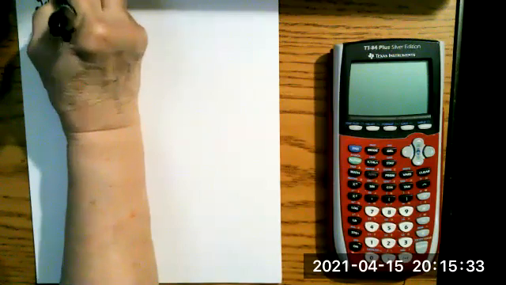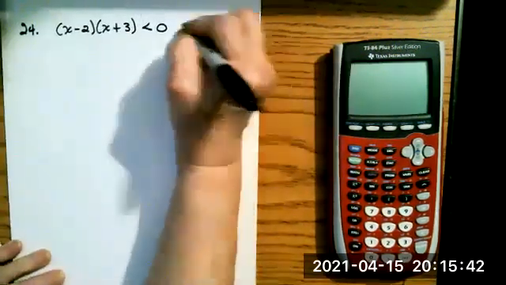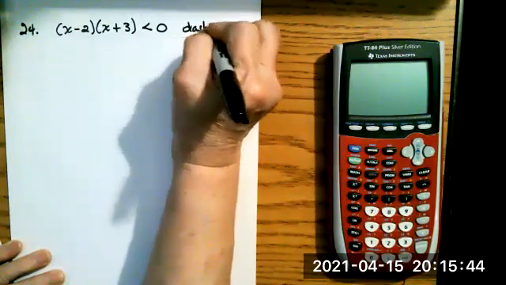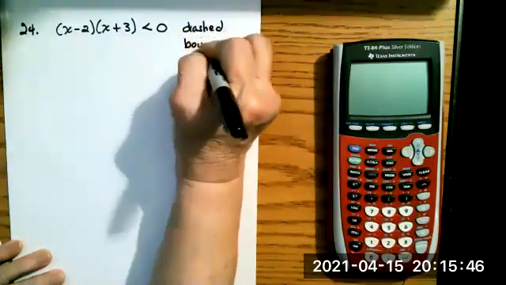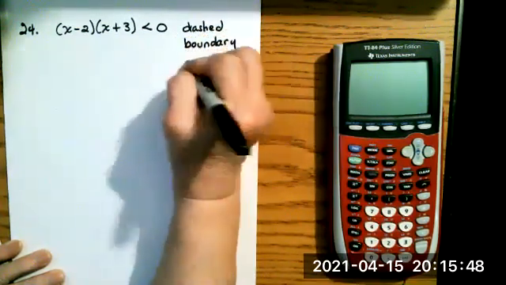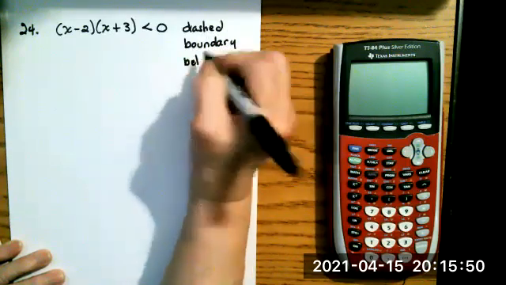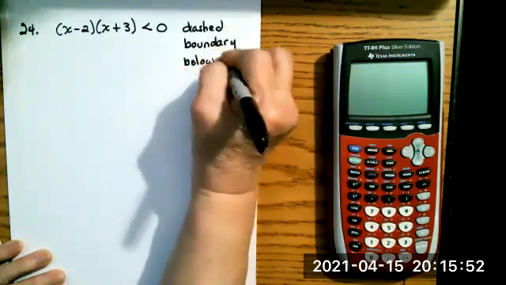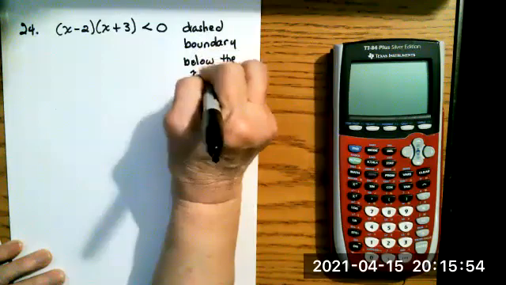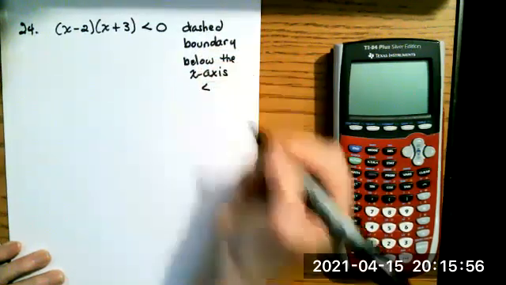We're at 24, and this is solve the inequality. This is what we did for the homework, so hopefully it won't be hard. We know that this is a dashed boundary, and we know we want to have the area below the x-axis because it says less than.